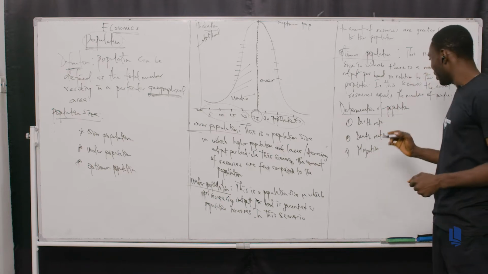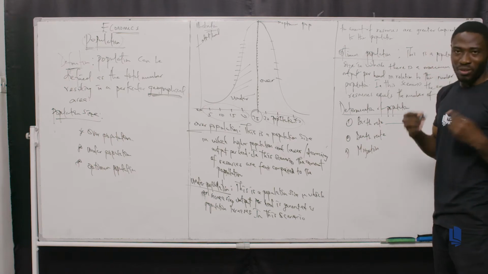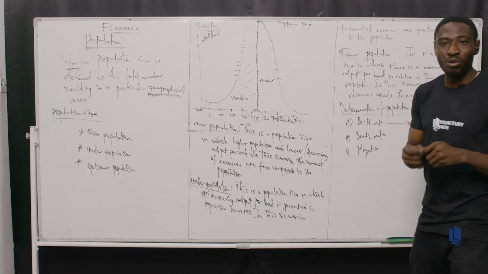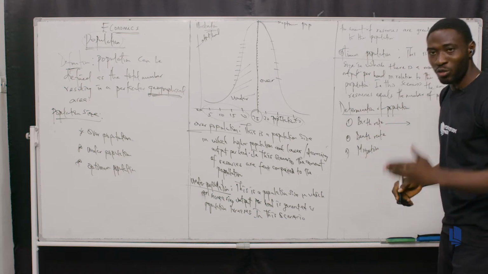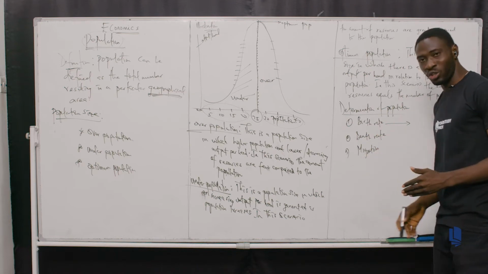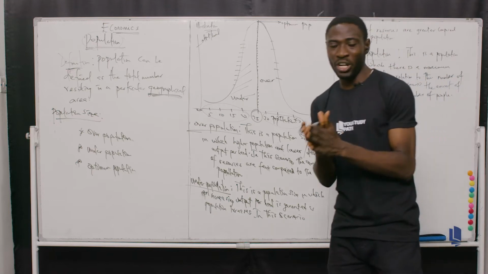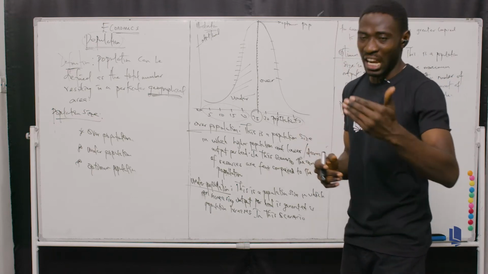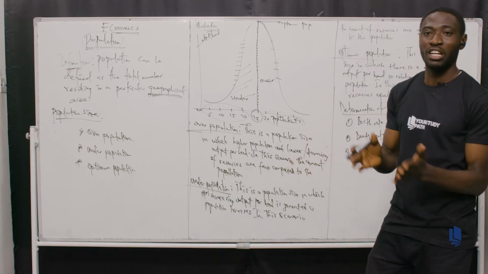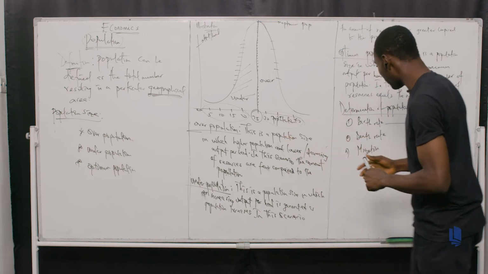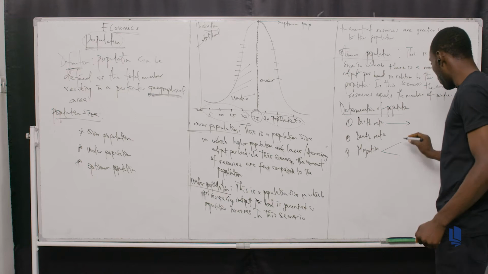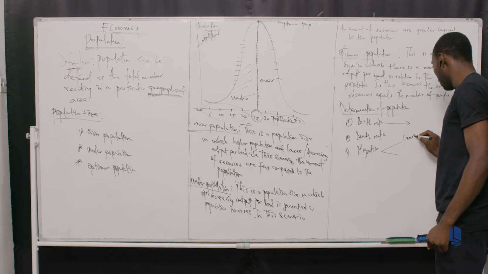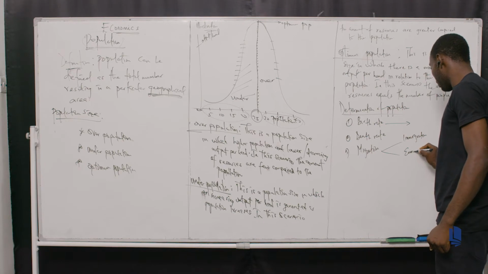and migration. Now, what is birth rate? Birth rate is just the amount of birth in the population. What is death rate? Amount of death. What is migration? It is the rate at which people move in and out of a particular geographical area. Now, don't forget, migration is classified into 2. We have the immigration, and we have the emigration.